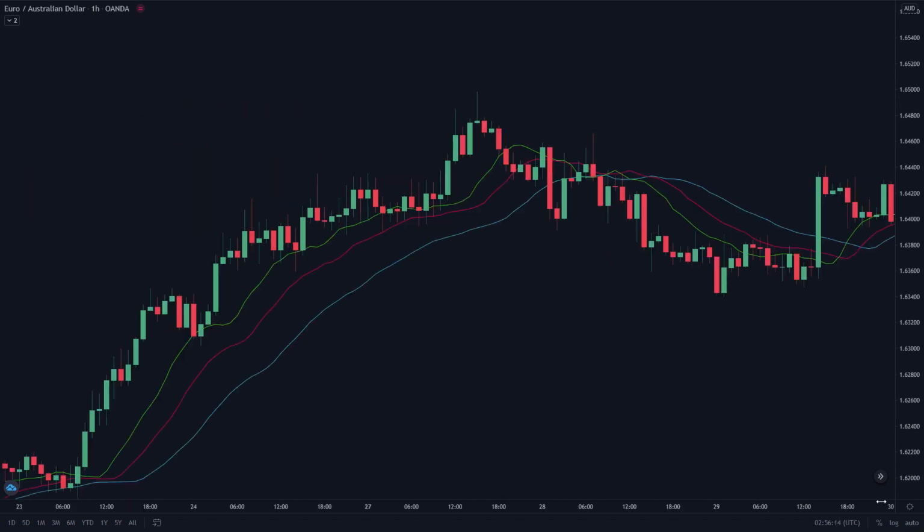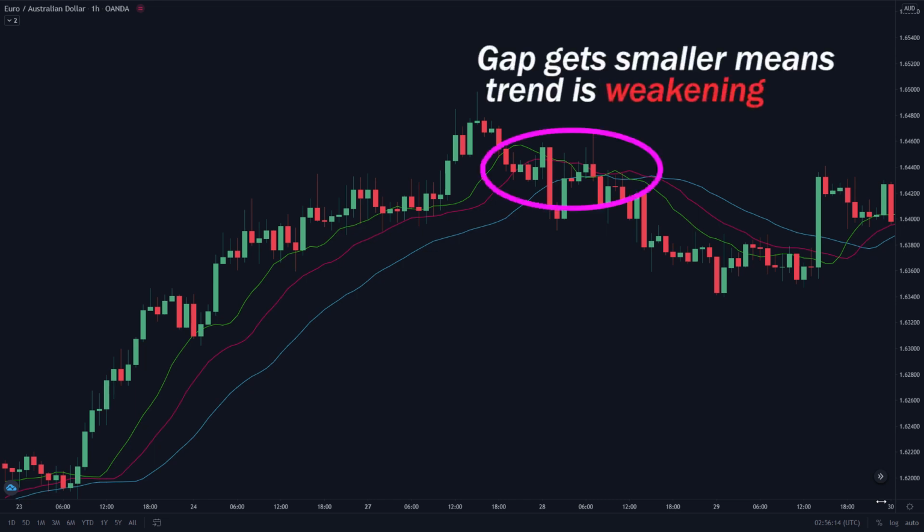The alligator can also indicate if a trend is weakening. As a trend comes to an end, the lines will come closer together, indicating that you should be prepared to close your position.